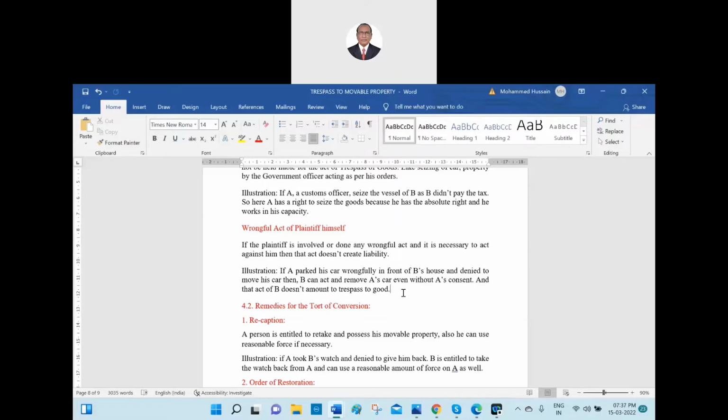If you continuously keep the car in front of somebody's house and they did not make any objection at any time, and you peacefully enjoyed it for more than 20 years, automatically you will be the owner, the possessor of the property, and the law of prescription comes into play. That's why if anyone keeps a car in front of your house, on the spot you have to make an objection.